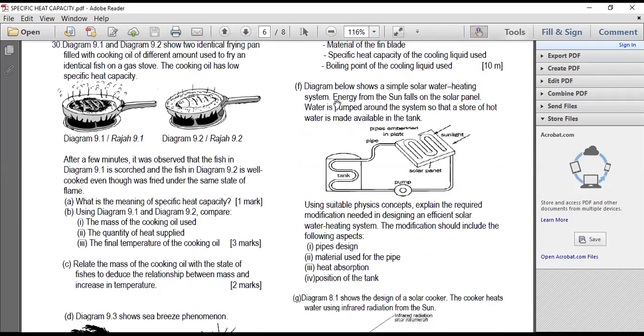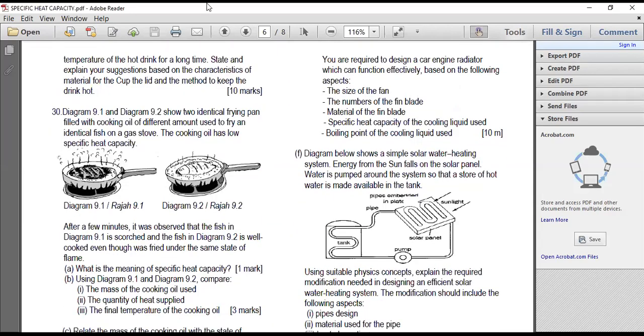So same thing, this one you must write modification and reason. Size of fan, you say big. Reason: can suck in more air. And then the number of fin blades must be many.